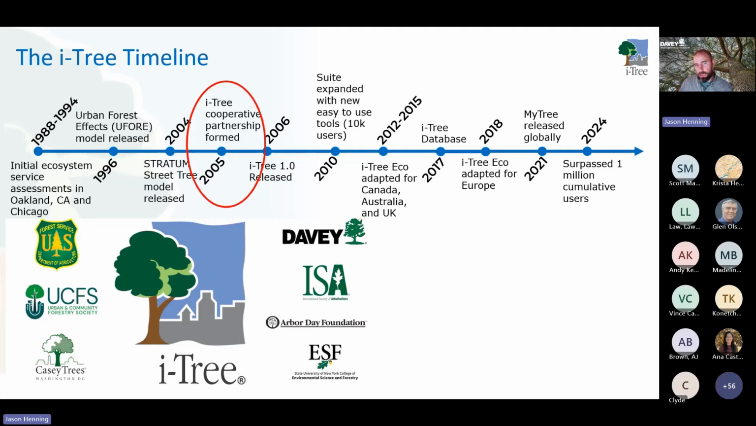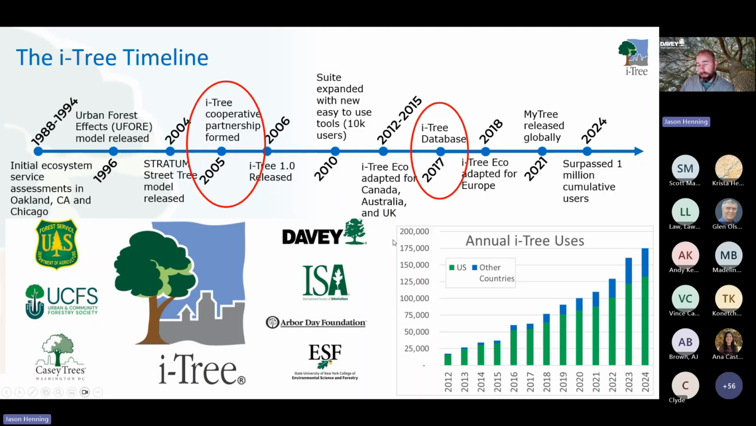So moving on, what we really saw is slow growth in the tools over time. And then around the time that we expanded to allow this to be used in other countries, and added new versions of the easier to use online tools, we really saw a big uptick in growth, to where we're getting almost 175,000 annual iTree uses across the whole suite of iTree tools every year now. And that's just growing over time, and we're seeing increased growth internationally as well. So lots of good things happening with iTree.